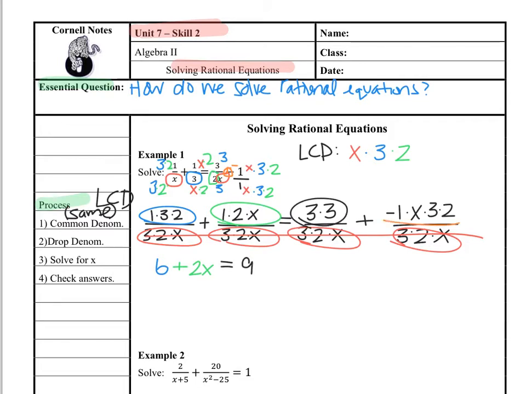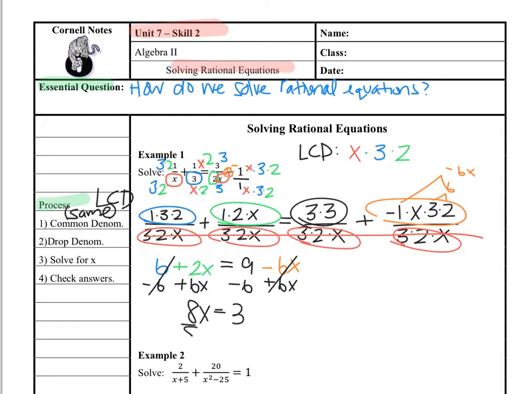And then on the far right, we have negative 1 times x times 3 times 2. So this makes 6 times negative 1 makes a negative 6. Attach the x. And from here, we're just solving. So I'm going to consider adding 6x so that they cancel, subtract the 6 so that they cancel, and now we have 8x equals 3. Get rid of the 8 by division. So now we have x equals 3/8.